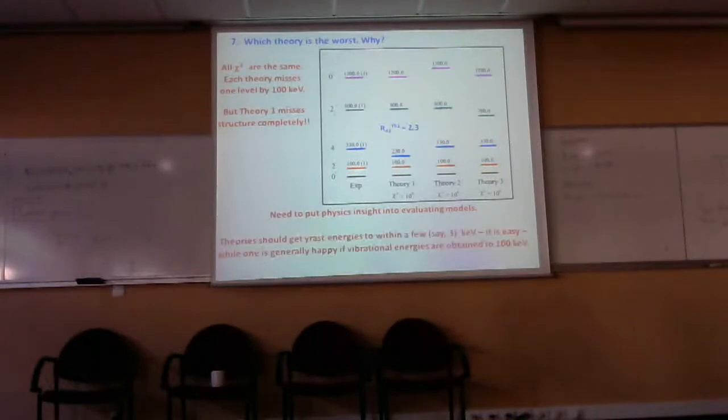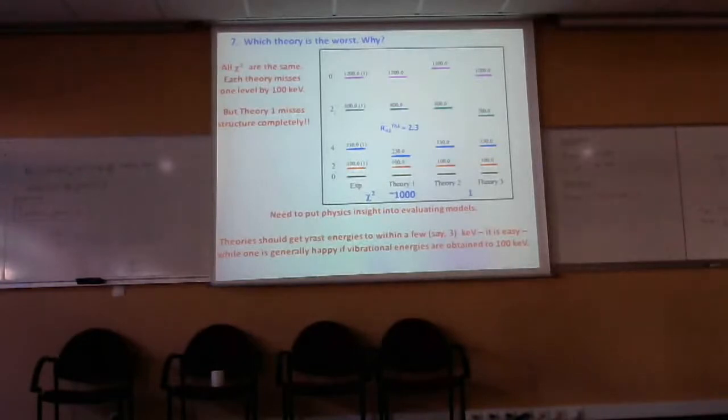And there's another message. So this is what I just said. The theory should get the rotational energies to within a few kilovolts. It's really easy; lots of models will give you that. And you're generally happy with these vibrational energies if you're within about 100 kilovolts. If you put those theoretical uncertainties in, you get 1001.